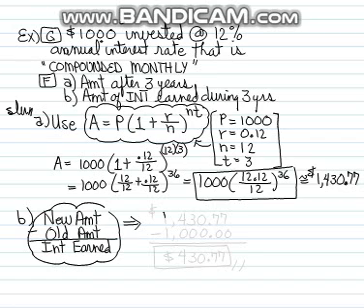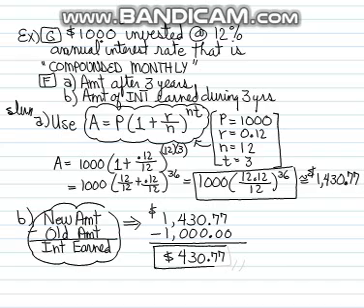We just found it. It was $1,430.77. Subtract the original amount. Well, the original amount, the old amount, was 1,000. We invested 1,000. Subtract, and the difference is $430.77. That is the amount of interest that we earned in this investment.